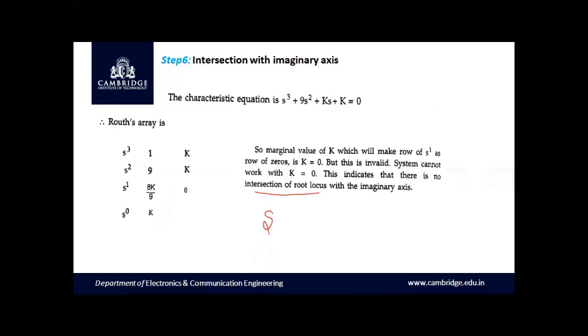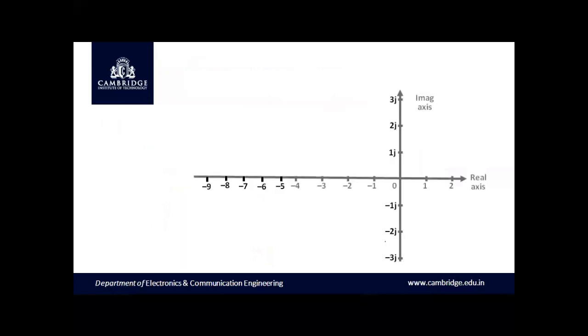Step number 7 is to calculate the angle of departure and angle of arrival, which is not applicable in this example as we don't have any complex conjugate poles or zeros. So moving on to the next step, let us plot the final sketch of the root locus: location of poles and zeros, the centroid at -4, the angle of asymptotes at 90 and 270 degrees, then the breakaway point at s equal to 0, and we have a breakaway point at -3 also. So as we have represented the rough sketch, let us finalize with the plot now.